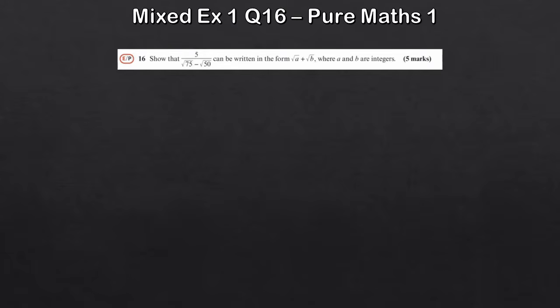So the next question again, we're getting probably into one of the trickiest ones here now. 5 marks for this. We've got to show that 5 divided by root 75 minus root 50 can be written in the form root a plus root b. And we should expect to find a and b to just be integers.